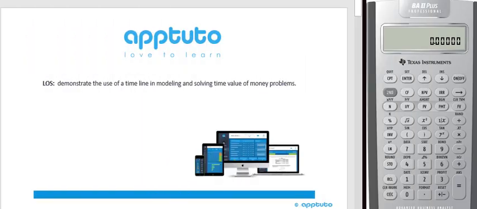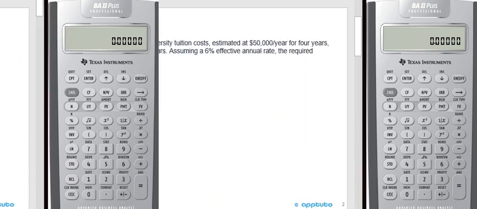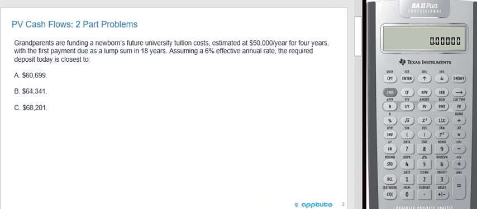This LOS is to demonstrate the use of a timeline in modeling and solving time value of money problems. Okay, the best way to learn this LOS is by doing a couple of practice problems, and that's exactly what we'll do. So we'll look at this two-part problem, and these are important to understand.